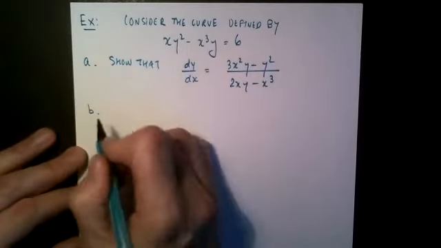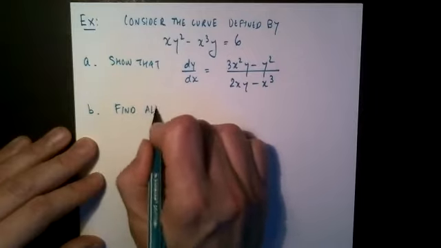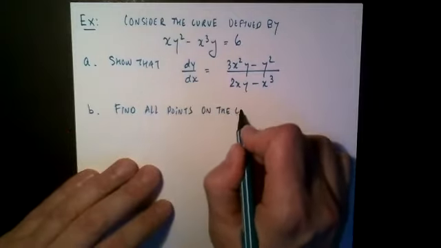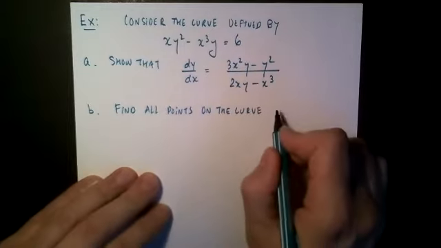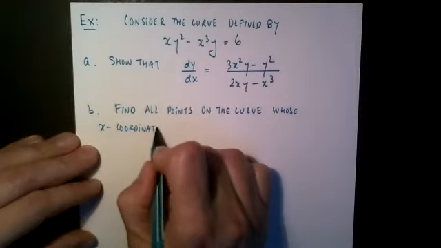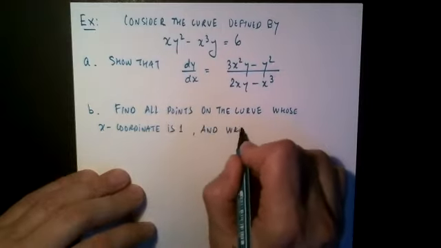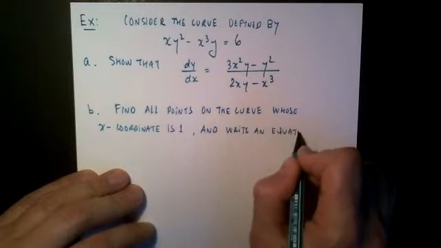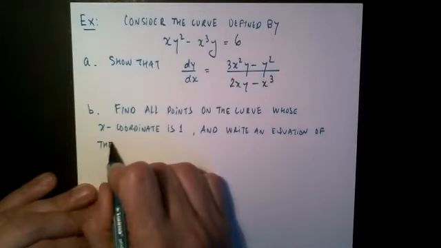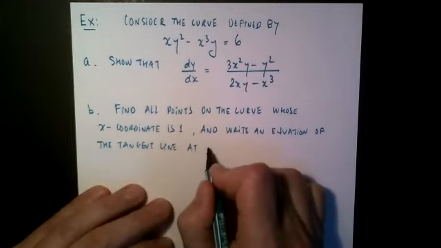First question. Second question, find all points on the curve whose x coordinate is 1, and write an equation of the tangent line at each of these points.